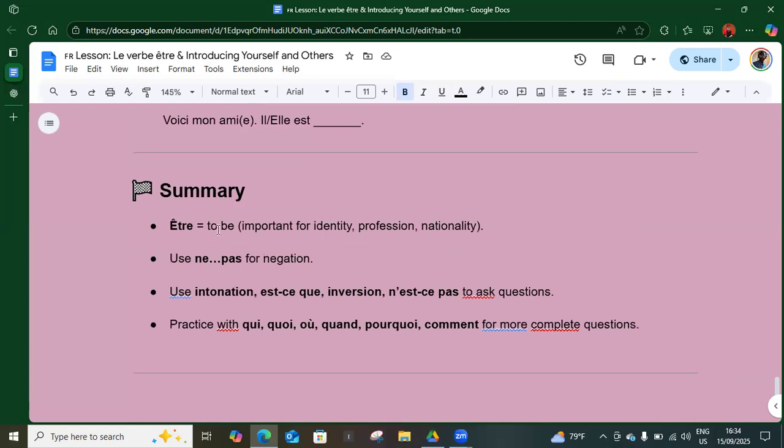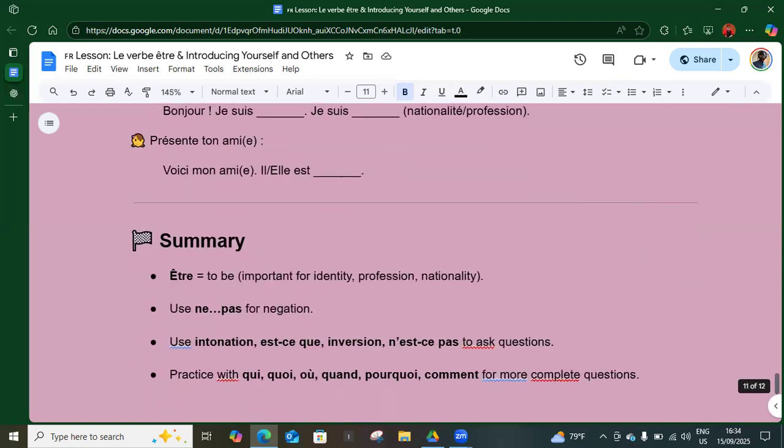Être is the verb to be. It is used to introduce oneself and one's profession and nationality. We can use the ne pas for negation, the intonation, est-ce que. We use the intonation as well, the est-ce que to confirm, the inversion, and the n'est-ce pas to ask questions or to confirm an information. You can also practice with qui, quoi, où, quand, pourquoi, comment for more complete questions. So these are not limited. You can practice at your own time in order to gain mastery.